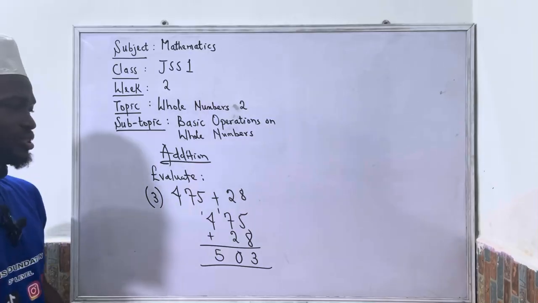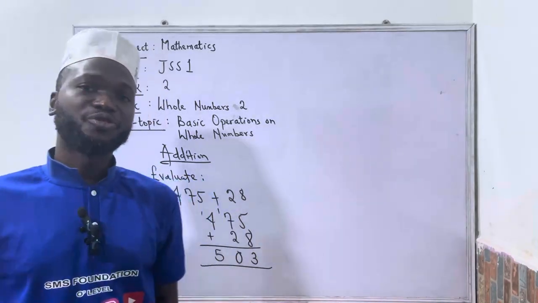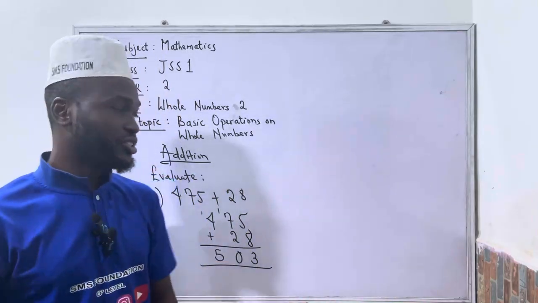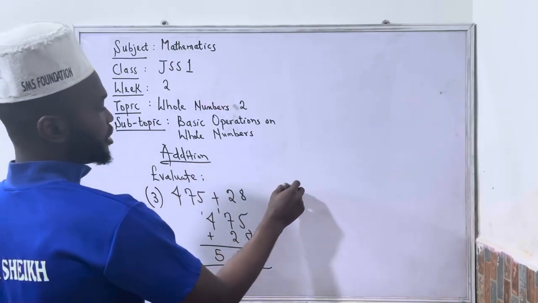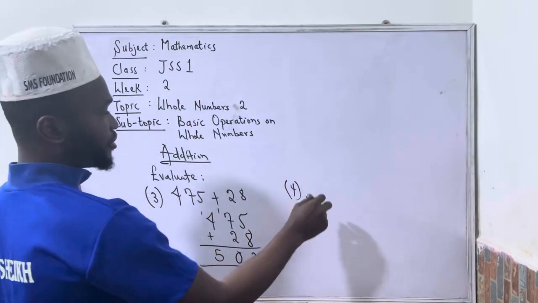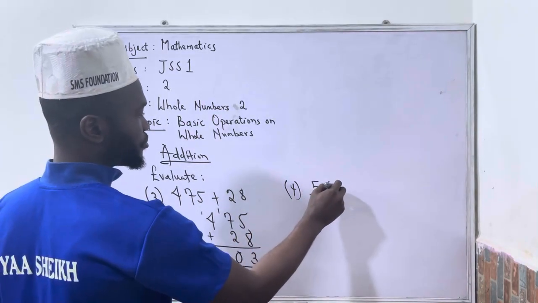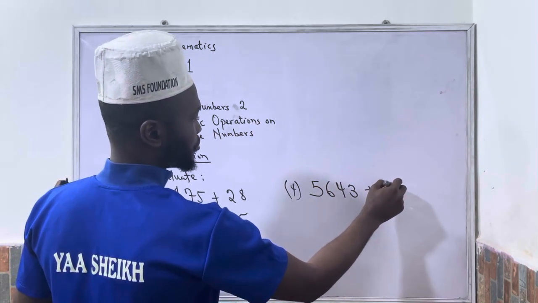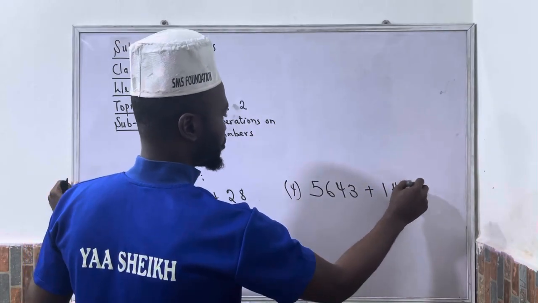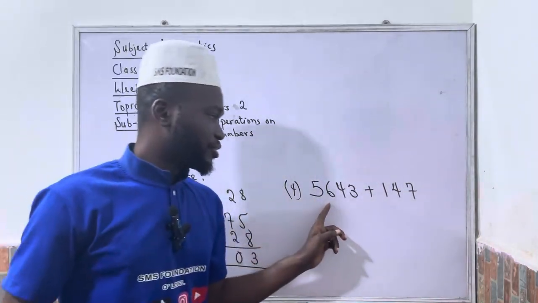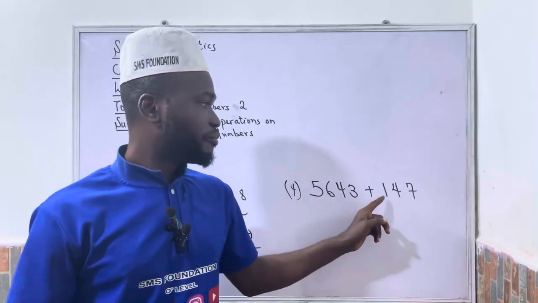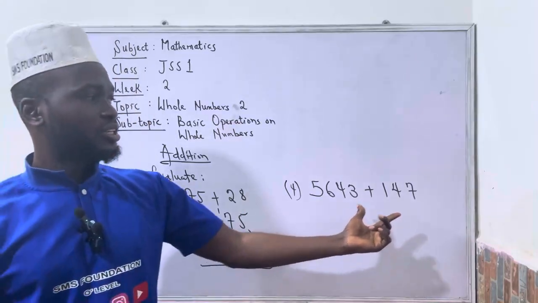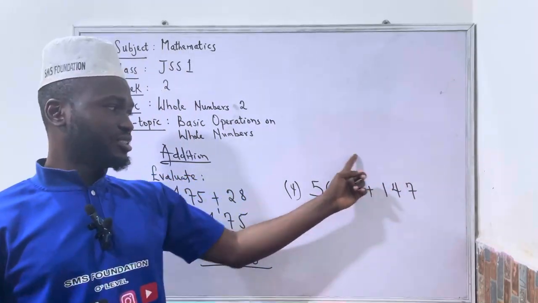Very, very good. This is the same way you will do it, even if you have 4 digits against 3 digits, or even 4 digits against 4 digits. Let's do one more example. Let's make it more complex this time around. So this is 5,643 plus 147. So we want to add 4 digits to 3 digits.